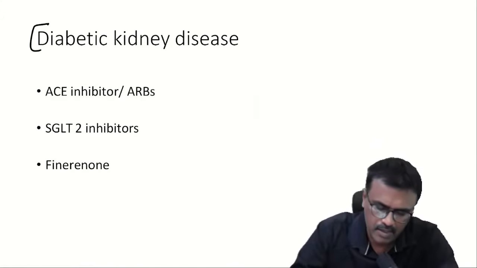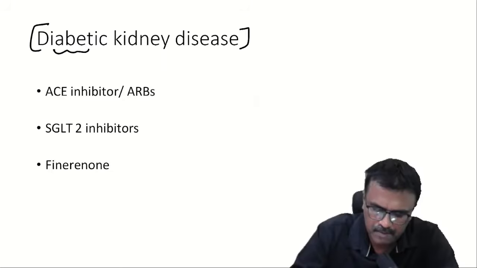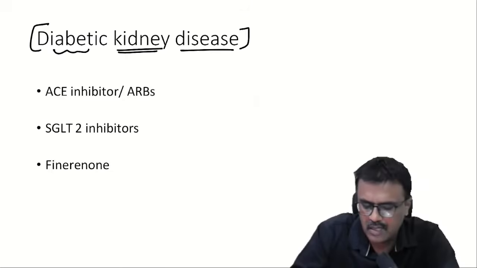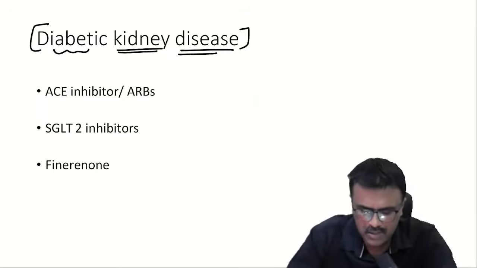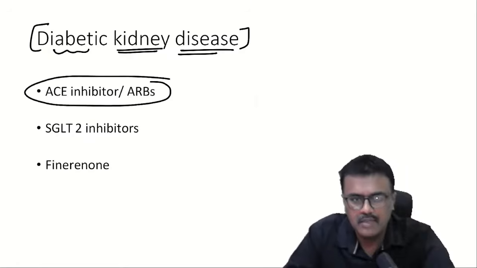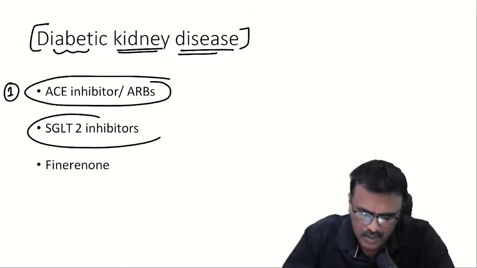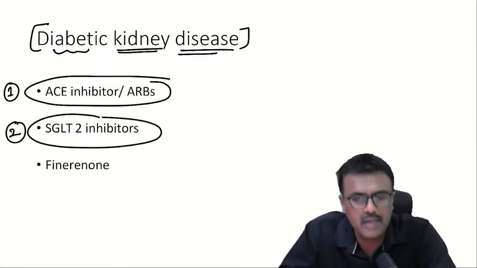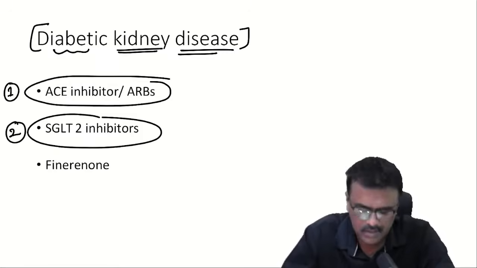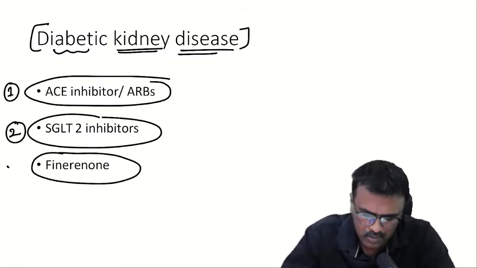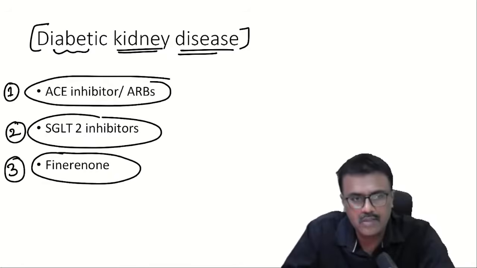Patient having diabetic kidney disease. So patient is diabetic, then the kidneys get damaged. So what are the drugs? First choice we have ACE inhibitors, ARBs, like losartan. The second, now recently even SGLT2 inhibitors have been shown to be helpful in kidney disease. The third option is finerenone, that is also useful, but the cost is a factor.